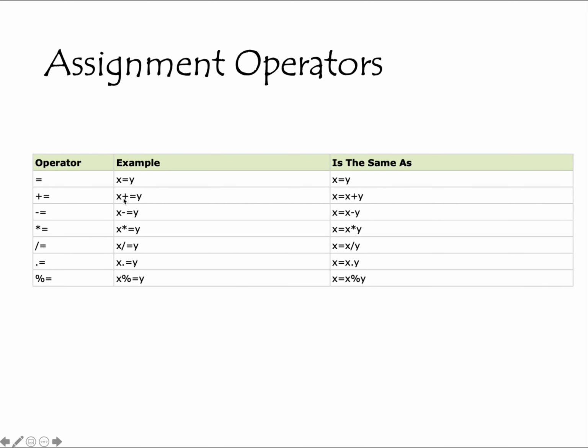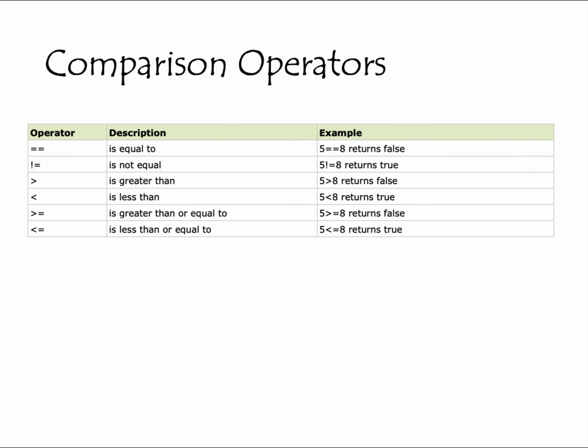So x, the value, will be assigned a new value, and that is the current value plus this y value. So x plus y will be assigned. If it's minus and equal sign, the minus operation will be applied first, and then the result will be assigned here. All other operators are pretty similar. So this is the assignment operator. And also you can use comparison operators. These comparison operators would be used with conditional statements that we are going to learn later.